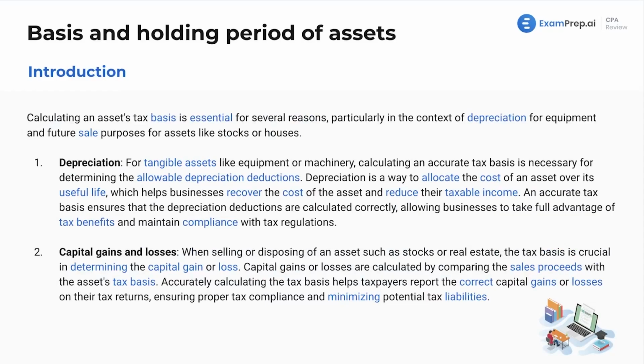We're going to go through why basis is important. This is something that comes up in the financial exam as well as here on our regulation exam, something critically important no matter where you are in accounting. Now, calculating your basis is essential for several reasons. Some of these we'll see on the exam.